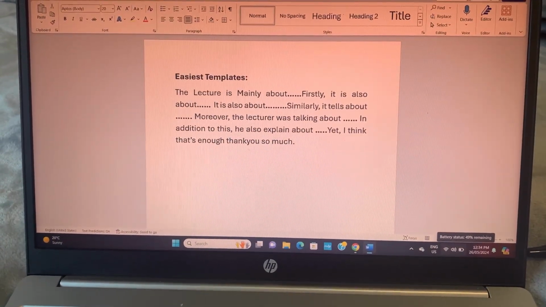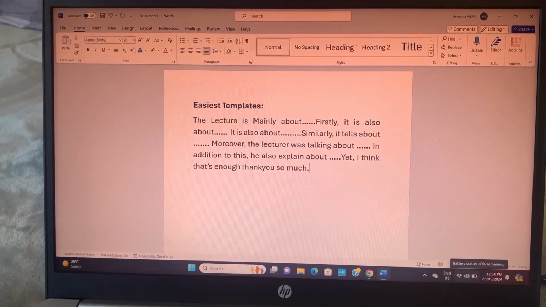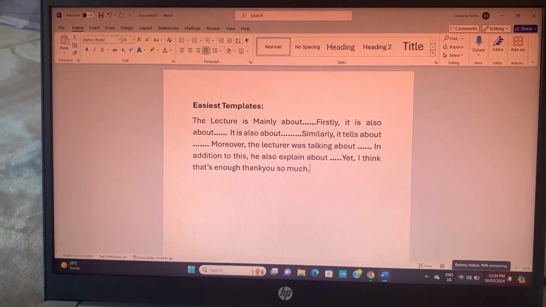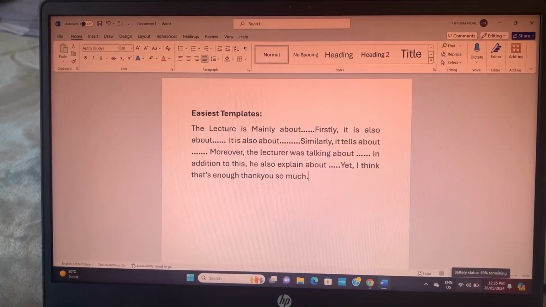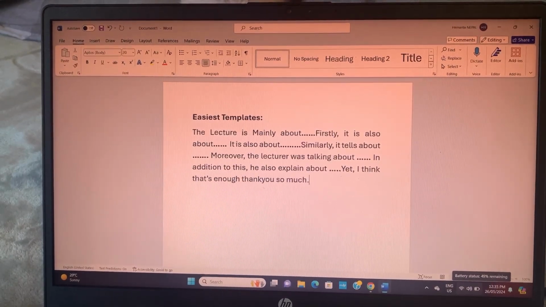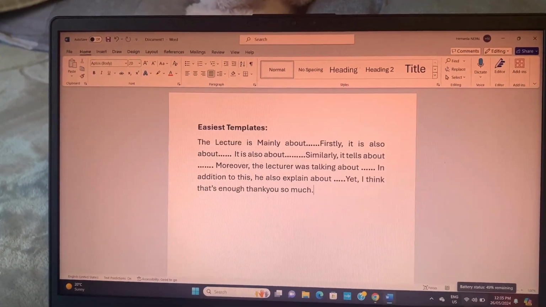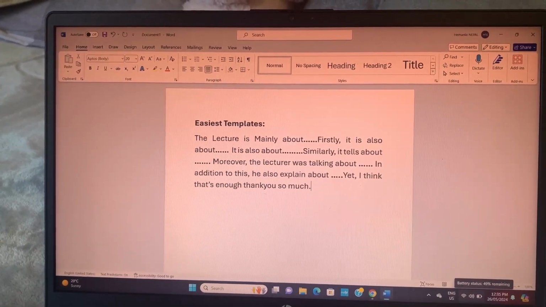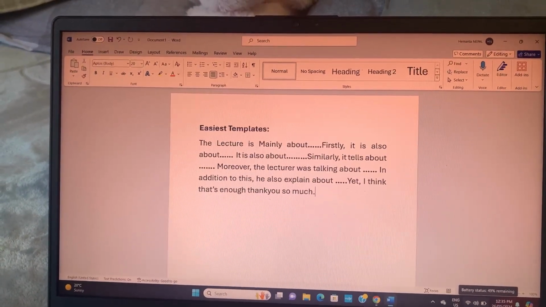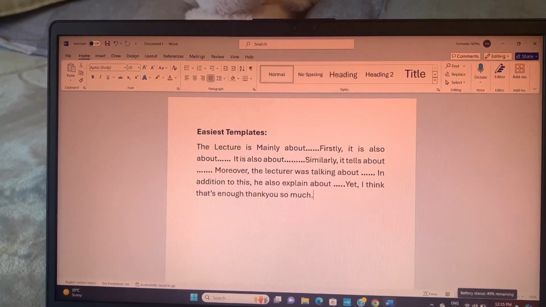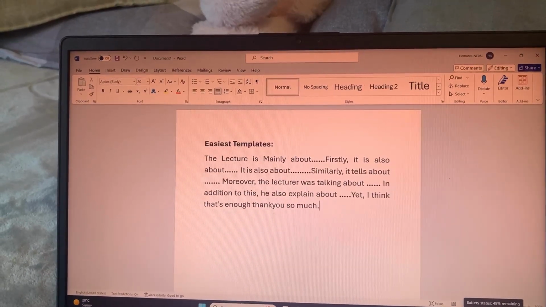Apparently, it will be one of the easiest templates for you, I think. You just need to deal with the keywords that the lecturer describes in the recording. So make sure to be ready with a pen and paper, and always try to find keywords which will make it easier for you to fill the blanks. If you are going with these templates, just mention the keywords in the blanks. So it goes like this: The lecture is mainly about the topic. Firstly, it is also about, and you just mention the keywords right there, and the rest of the things stay the same.